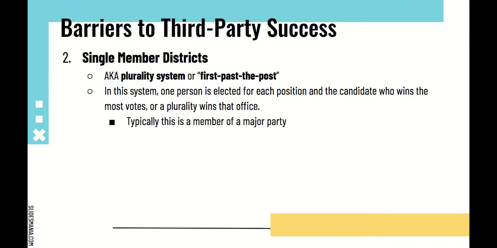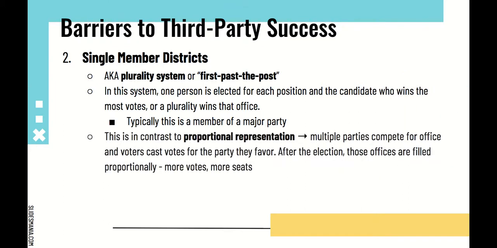Now, typically, because of those things that we just looked at on the last slide, this is a member of a major party. They have the resources, they have the exposure to get them that plurality of votes. Now, in this system, part of the issue is there is no rewarding second or third place, right? A third party candidate might come in second or third place, but they don't win the majority, they don't get the seat. This is in contrast to something called proportional representation or proportional systems.